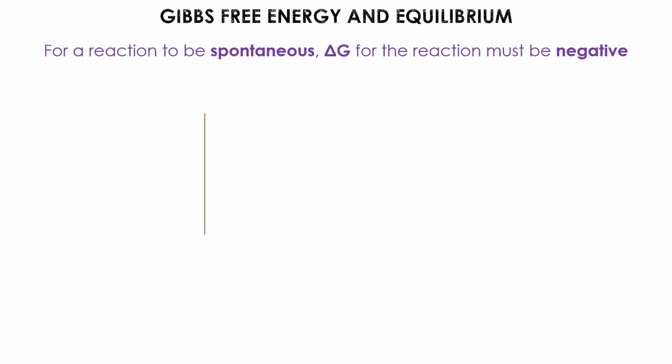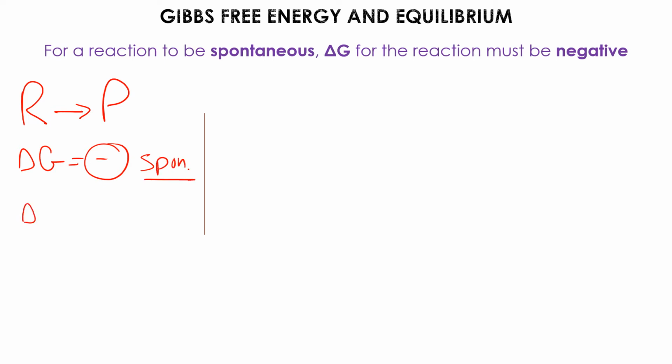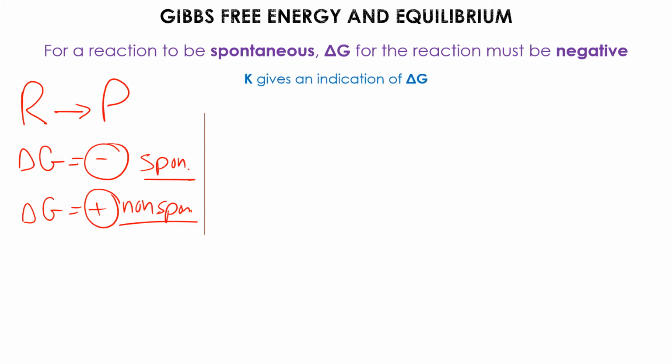What does it mean by that? What does it mean by spontaneous reaction? If we have reactants reacting without any external influence to make products, this reaction is called a spontaneous reaction. And we have delta G for this reaction. The value for delta G should be negative. So this means that the reaction is spontaneous. If delta G is positive, it is a non-spontaneous reaction.